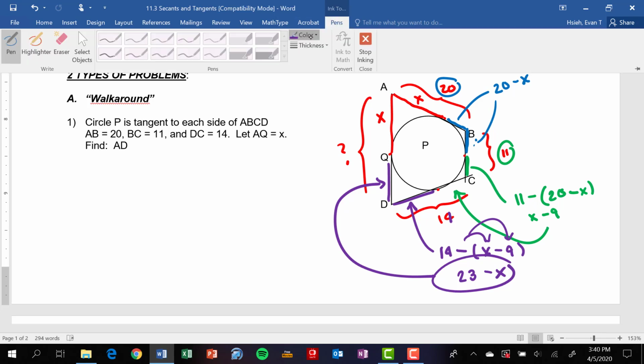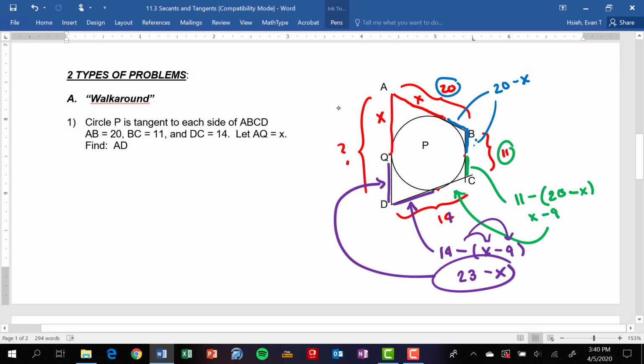So I walked all the way around. That's the name, walk around. And I'm now asking, what is that length? Well, I know that that whole side is going to be x plus 23 minus x. Huh, the x's drop out. The answer is 23.